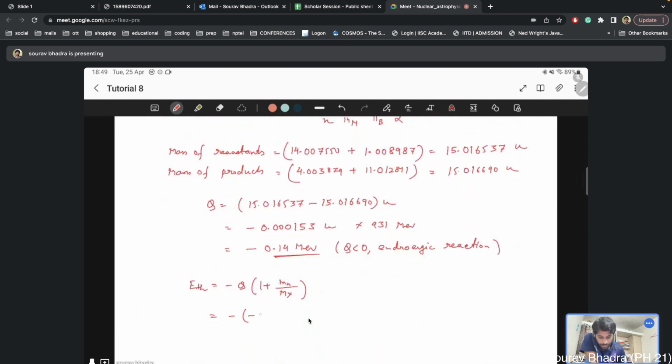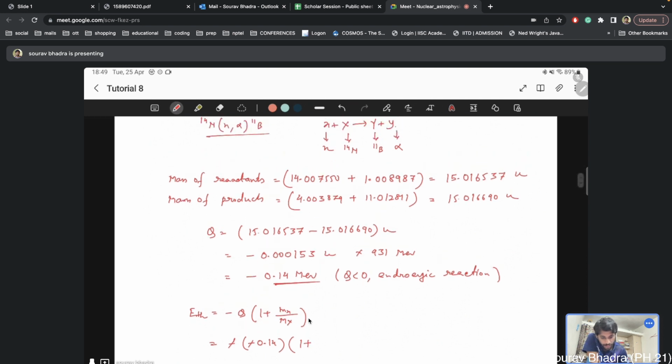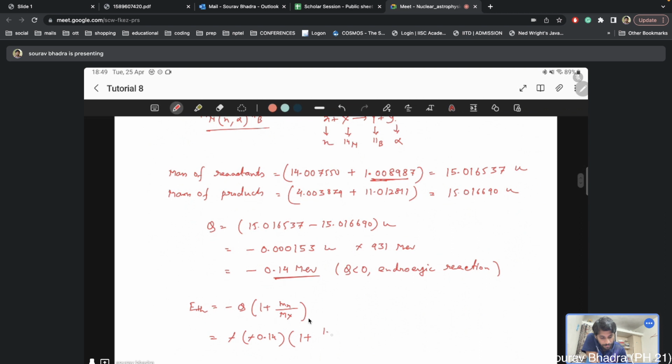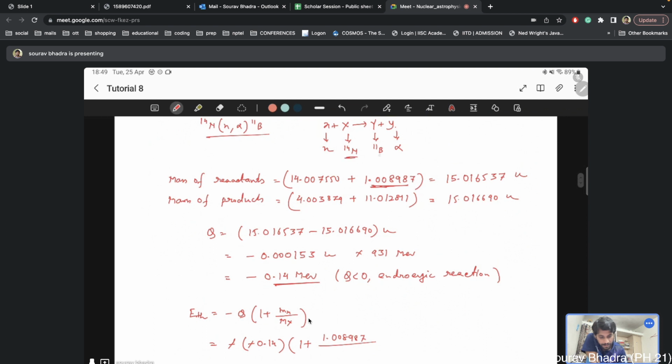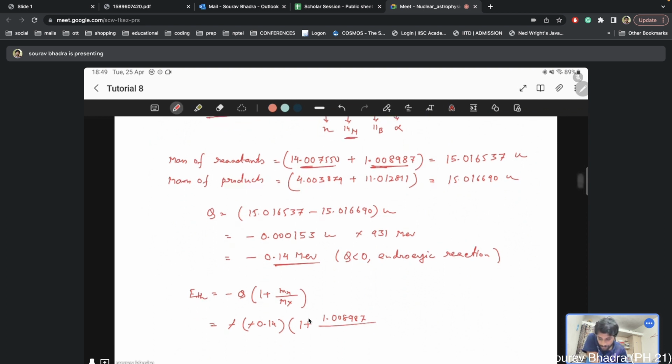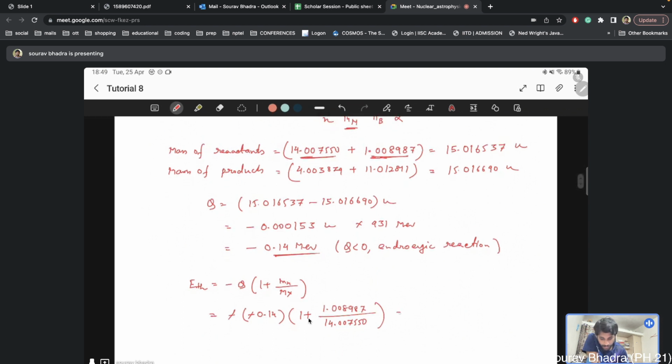So minus 0.14. You can see this minus and this minus will be cancelled out. 1 plus mass of small x. Our small x was neutron, and for neutron the mass is given as 1.008987 divided by mass of capital X. Capital X is nitrogen 14N, which is given as 14.007550. Now if you do that, you will get the value as 0.15 MeV. So this is the threshold value of the projectile for our case, which is neutron.